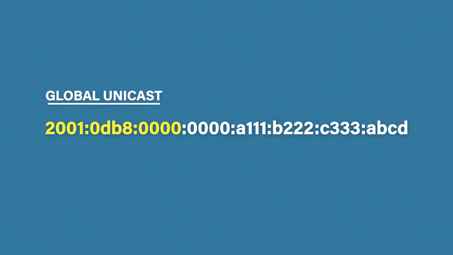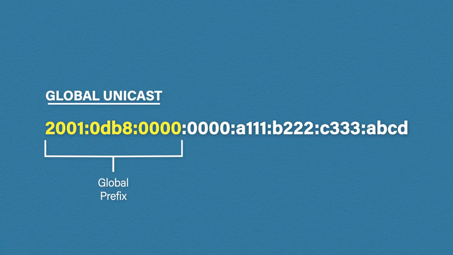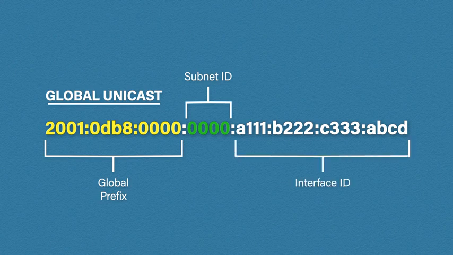The first part of this address is known as a global prefix. This is what your ISP will provide you as a block of IP addresses. This global prefix will be a minimum of 48 bits long. Once we have the global prefix, we can then use the next 16 bits for our subnet ID. 16 bits gives us over 65,000 subnets to play with. And that leaves us nicely with a 64-bit host or interface ID.